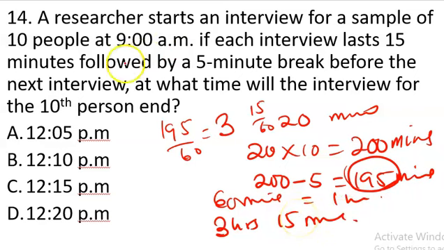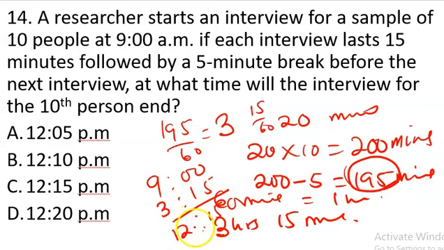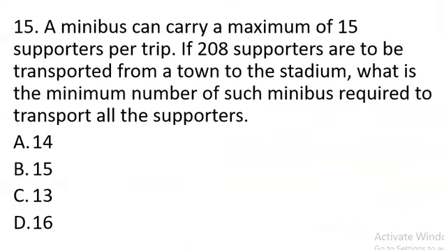Now they started at 9 o'clock. So 9 o'clock plus 3 hours 15 minutes gives you 12:15 p.m. That's when the last person will end. So 12:15, the answer is C. Next, question 15. A minibus can carry a maximum of 15 supporters per trip.